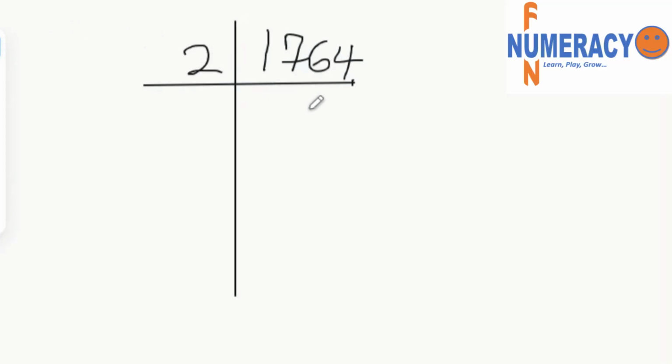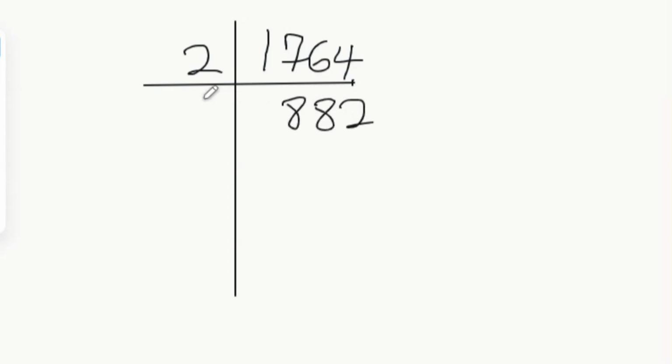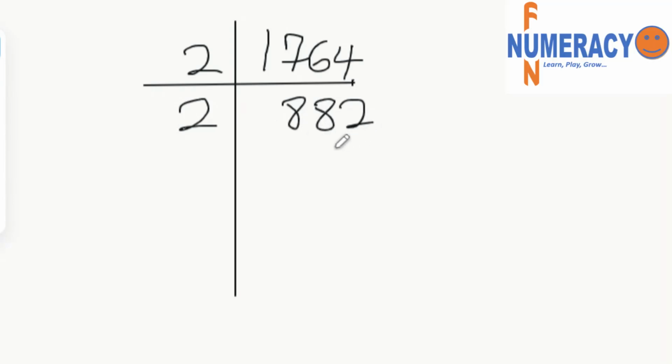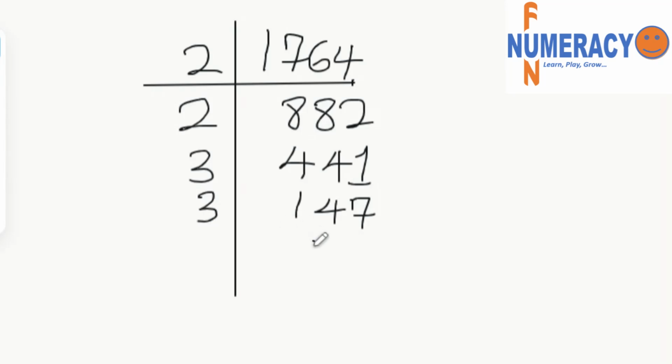2 going into 1764 will give us 882. Now 2 goes into 882 to give us 441. 2 can no longer go into 441, so 3 will go. 3 will go to give us 147. Now 3 will go again to give us 49. Now 7 will go to give us 7. And then 7 will go into 7 to give us 1.